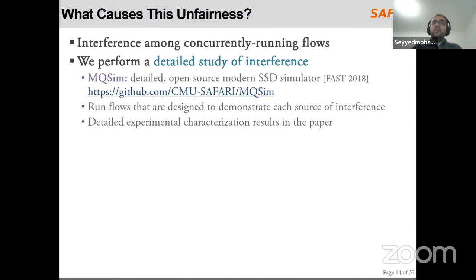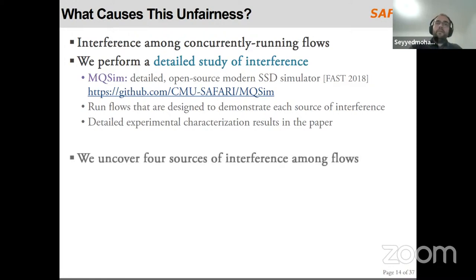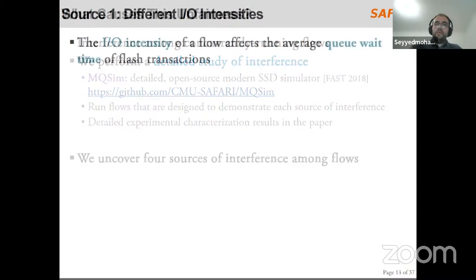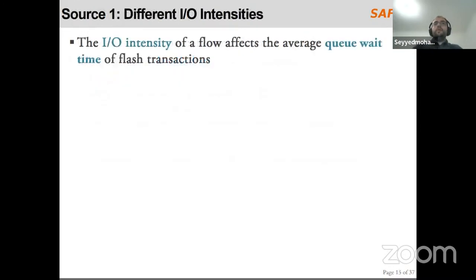We run flows that are designed to demonstrate each source of interference. We did a detailed experimental characterization, also in the paper, but here we are providing a summary of them. We uncovered four sources of interference among flows. Source one: different IO intensities. The IO intensity of a flow affects the average queue wait time of flash transactions.